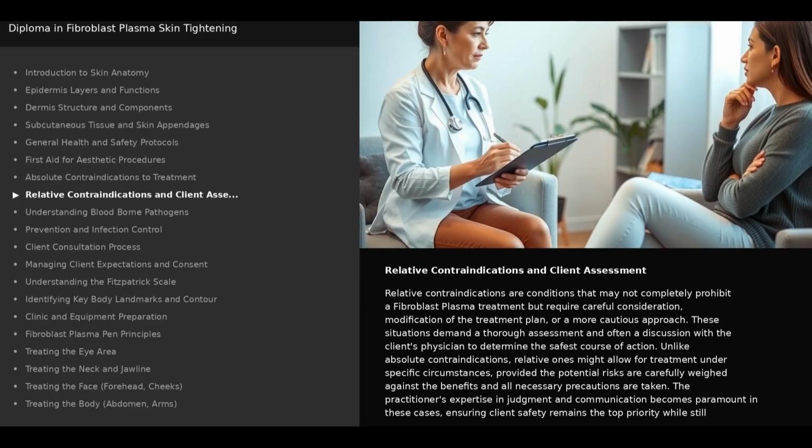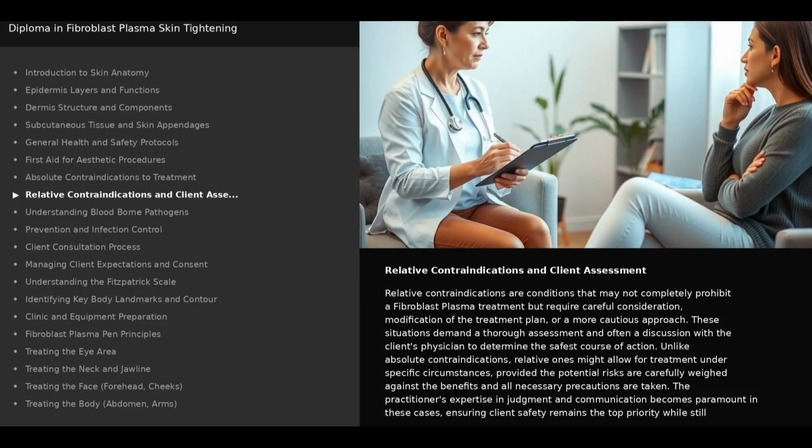These situations demand a thorough assessment and often a discussion with the client's physician to determine the safest course of action. Unlike absolute contraindications, relative ones might allow for treatment under specific circumstances, provided the potential risks are carefully weighed against the benefits and all necessary precautions are taken.